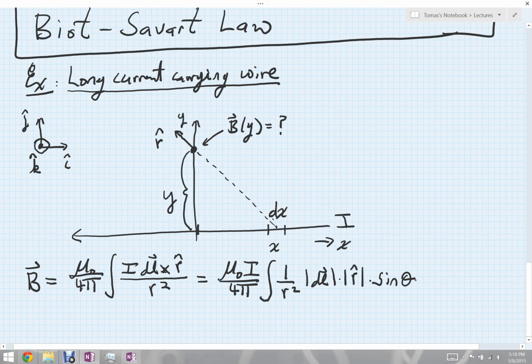And now let's look at these quantities one at a time. The magnitude of dl, the length of my little chunk here, well, that length of that chunk is clearly just dx.